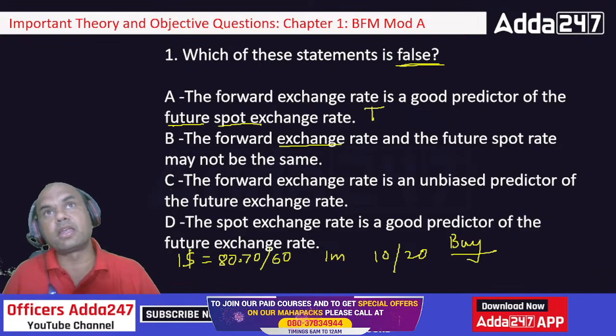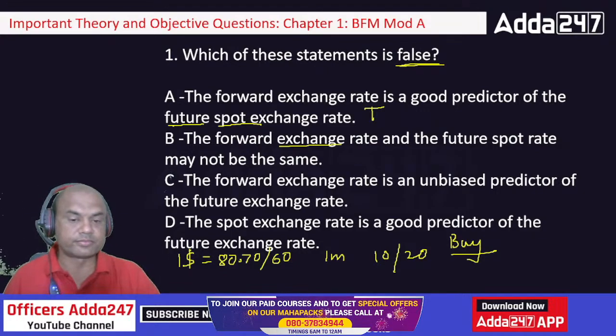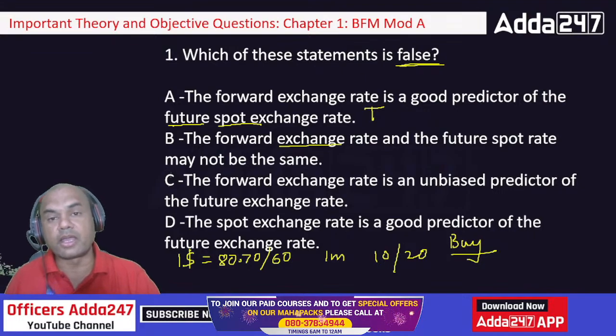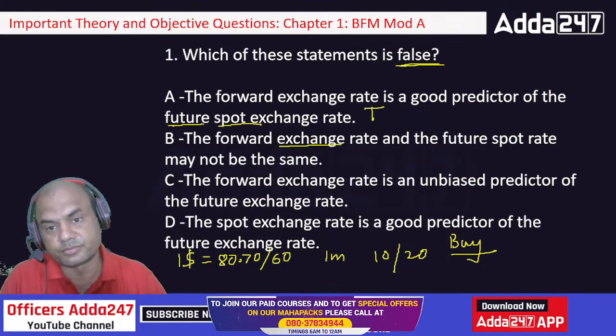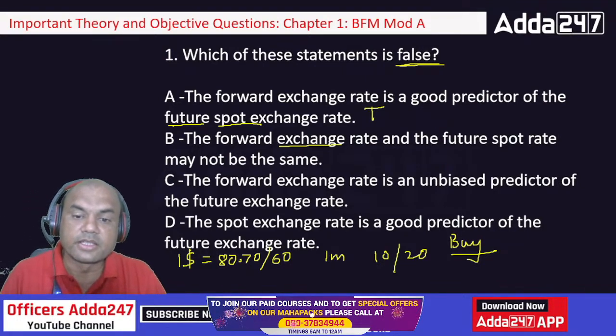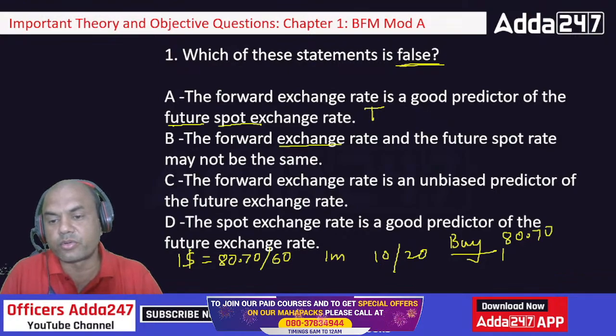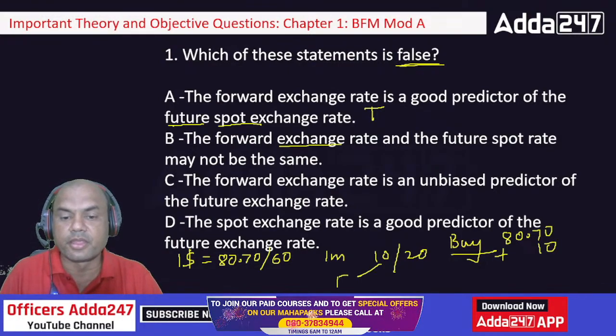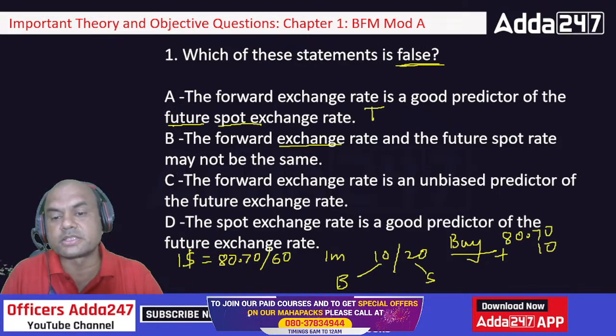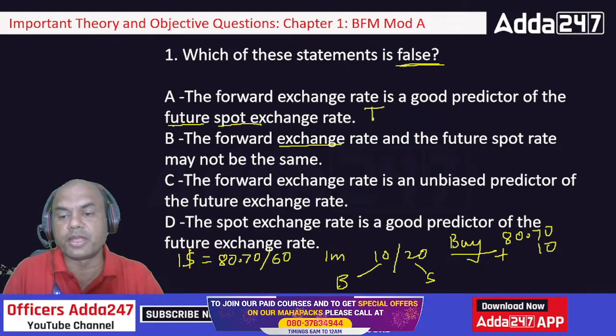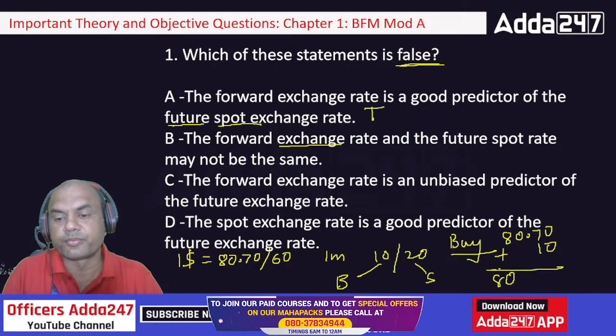Now give me the buy rate after 1 month, everyone. What will be the buy rate after 1 month? Always remember 80.70 plus 10. Why? Because the left side is buy and the right side is always sell. And this is a premium currency because the right side is bigger. So it will be 80.80.